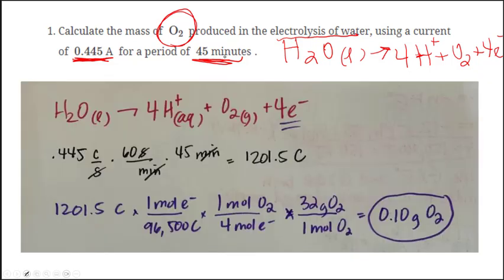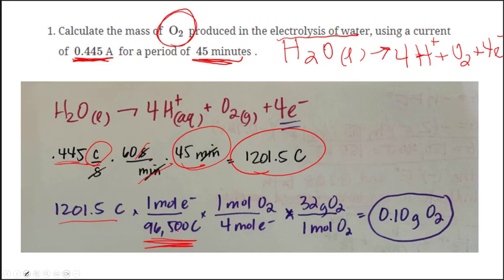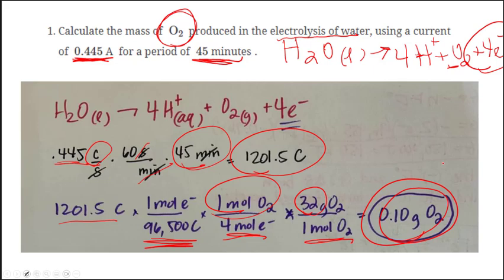First, I'm going to do my current times time, so 45 minutes, and then there's 60 seconds in a minute, and then times that by my 0.445 amps, which is how many coulombs per second, leaving me with just coulombs. And then I'm going to times that by 1 mole of electrons is equal to 96,500 coulombs. There are 4 moles of electrons for 1 mole of oxygen, and 1 mole of oxygen is 32 grams of oxygen. So I should get 0.1 grams of oxygen.